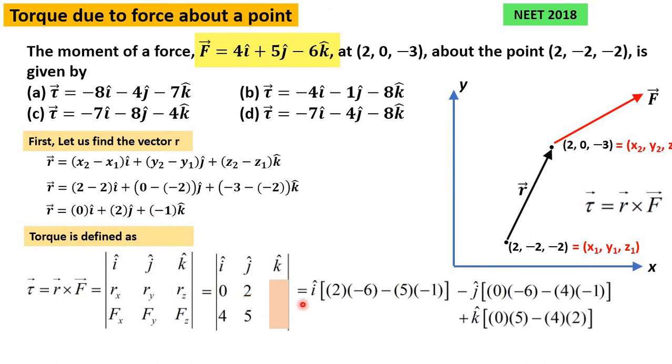Notice here that a minus sign was put for j cap. We put plus sign for i cap and k cap, but we put minus sign for j cap. This is a convention. Always we should do that. And finally, we evaluate this.